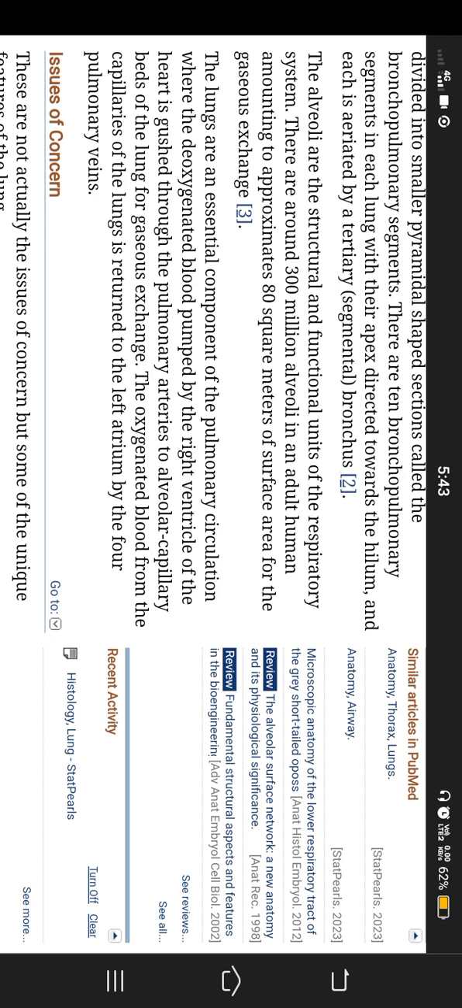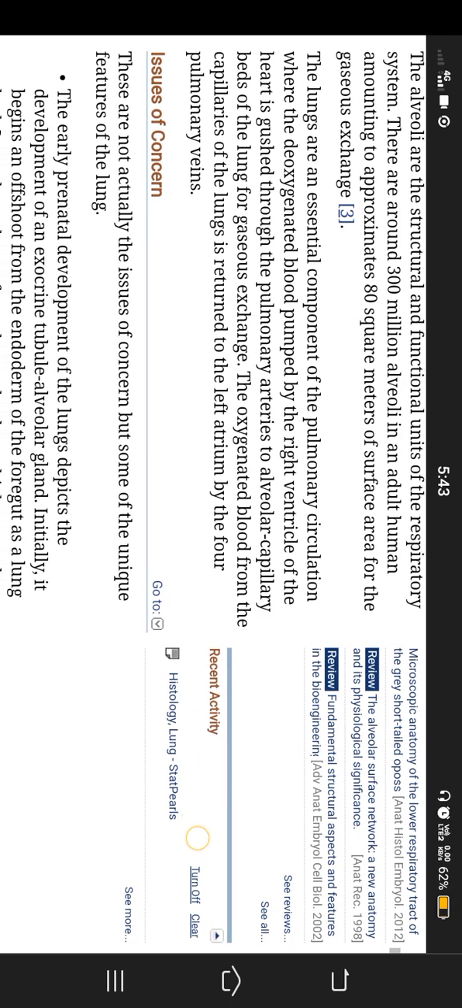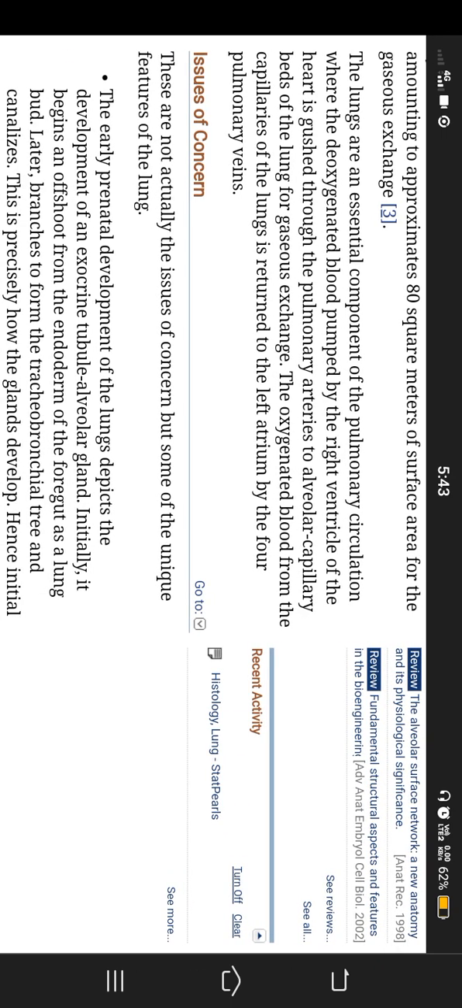The lungs are an essential component of the pulmonary circulation, where the deoxygenated blood pumped by the right ventricle of the heart is gushed through the pulmonary arteries to alveolar capillary beds of the lung for gaseous exchange. The oxygenated blood from the capillaries of the lungs is returned to the left atrium by the four pulmonary veins.